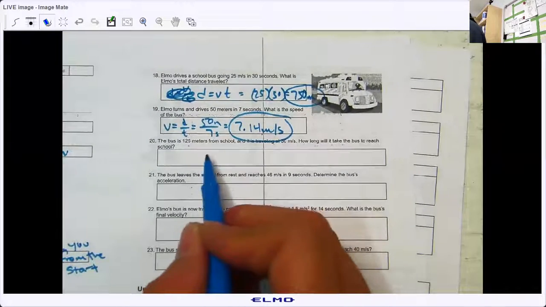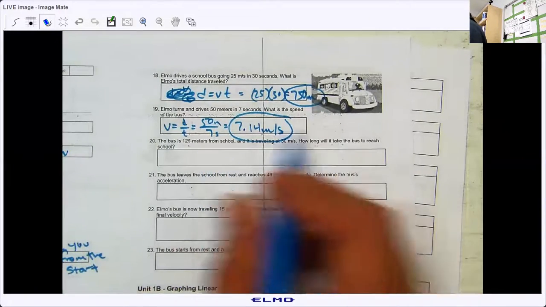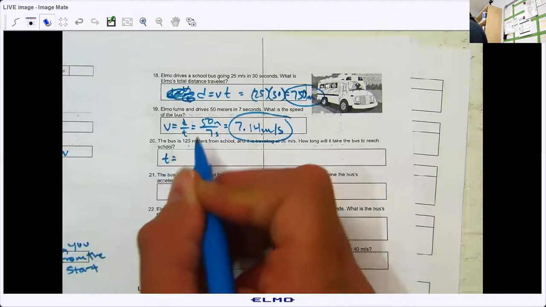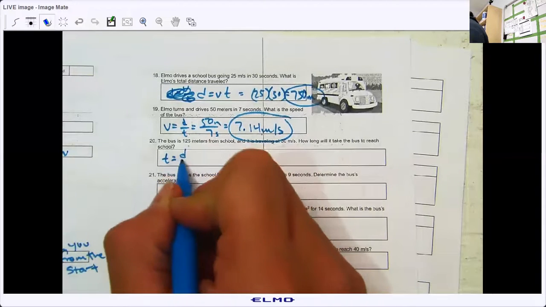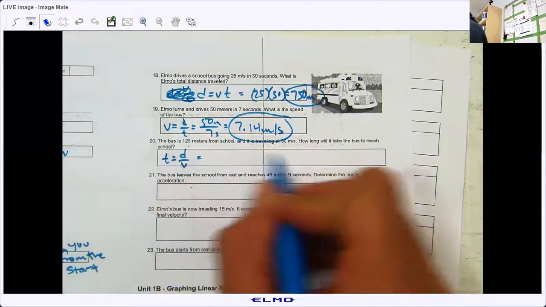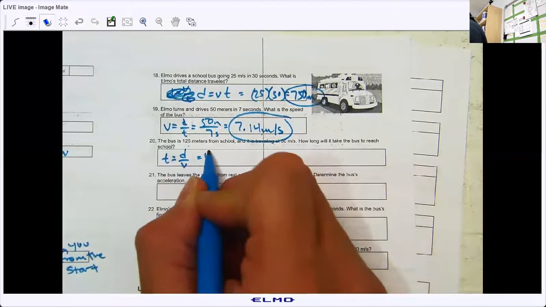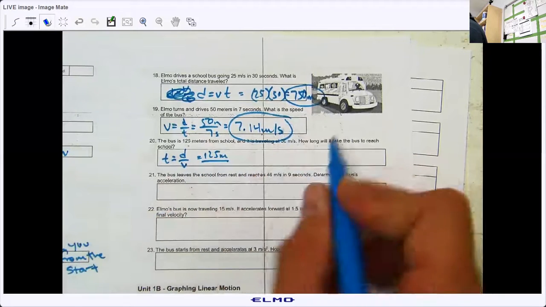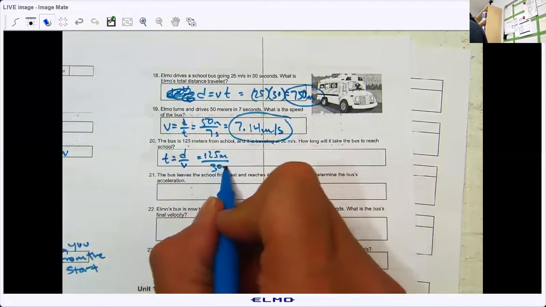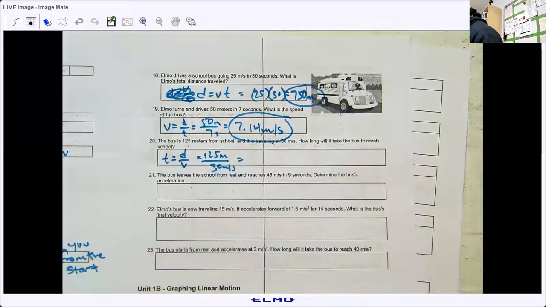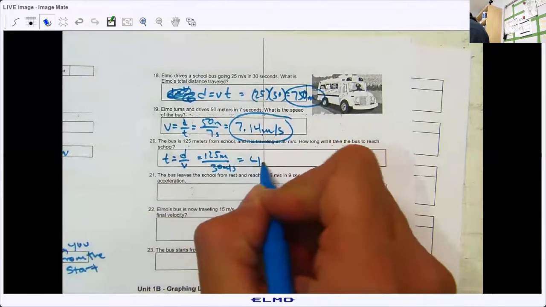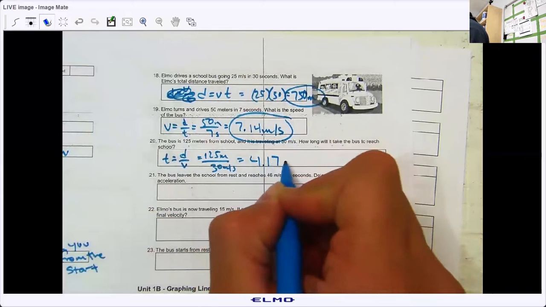School bus 125 meters from school is traveling 30. How long will it take? So for this, we're going to look for time. Time is equal to distance divided by velocity. The distance is 125 meters. The velocity is 30 meters per second. So we're going to do 125 divided by 30, which is going to be 4.17 seconds.